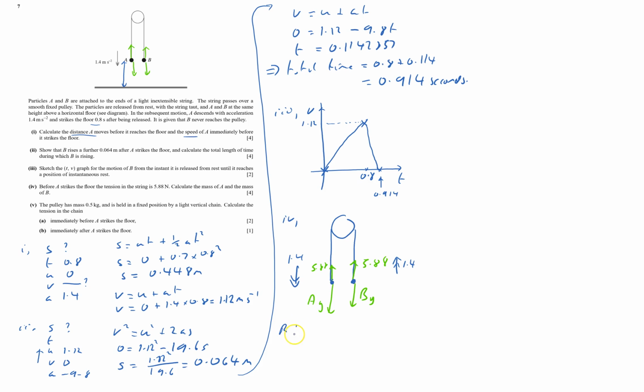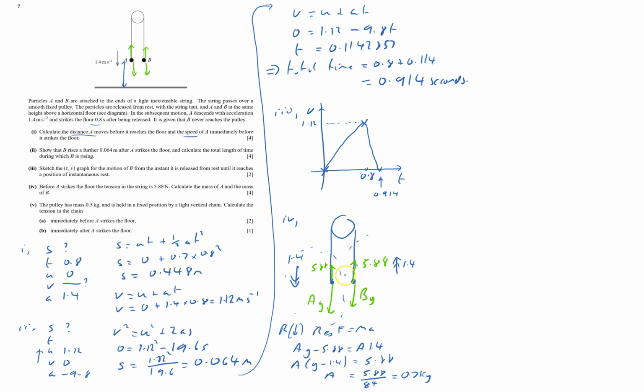So if I resolve downwards for this bit, then I'm going to get resultant force equals mass times acceleration, and so that'll give me AG minus 5.88 equals A times 1.4, the mass times the acceleration. The acceleration is 1.4, the mass I'm saying is A, take out A, so that means that A(g minus 1.4) equals 5.88, so A equals 5.88 over 8.4, which equals 0.7 kilograms.